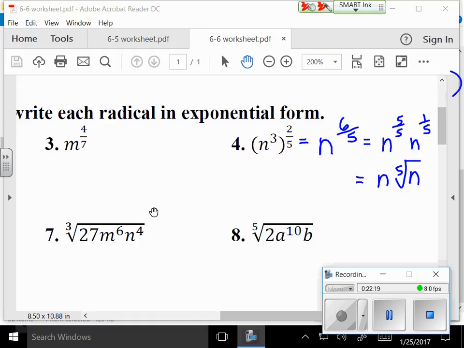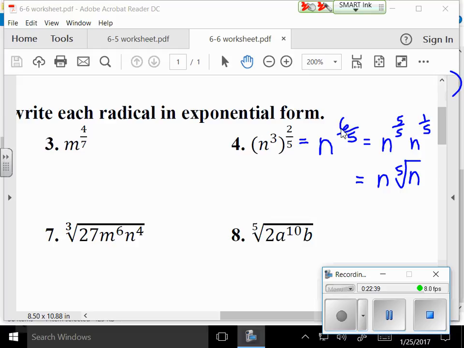I'm now looking at the 6-6 worksheet. Looking at problem number 4, we have n to the third taken to the 2/5 power. So our rule is that we would multiply the exponents together when you have a power to a power. 3 times 2/5 would be 6/5.